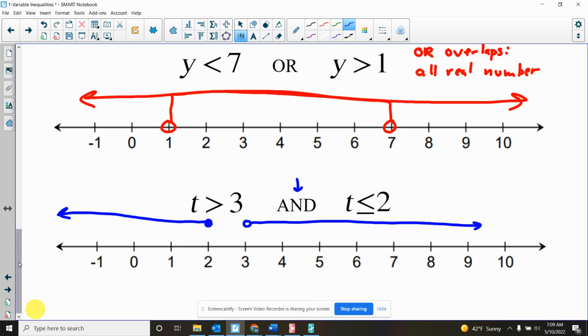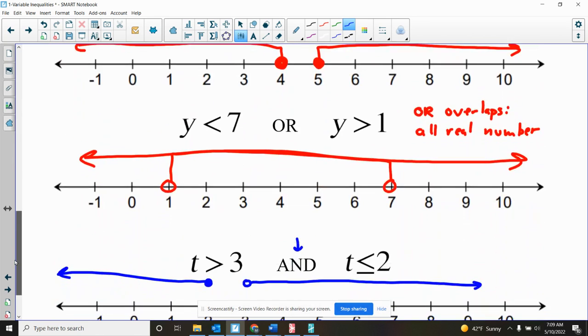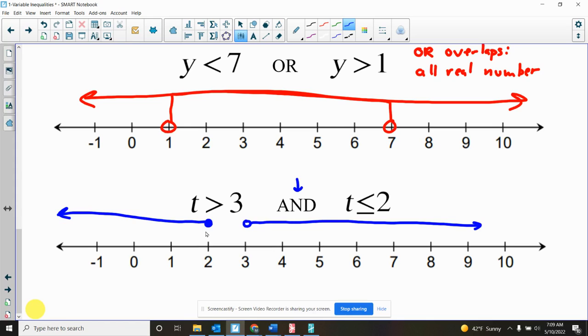Well, as I look at it, in our previous example, we had our blue lines on top of each other. We don't have that this time. These two graphs never overlap. That just means this time, nothing goes on the graph in red. There is no solution here. When you have an and compound inequality with no overlap, that just means there are no shared solutions, and therefore the compound inequality has no solution.